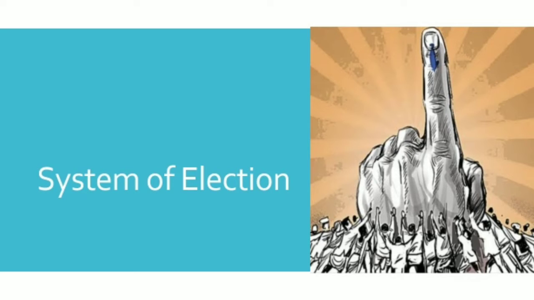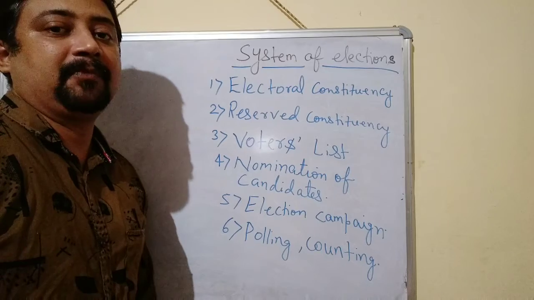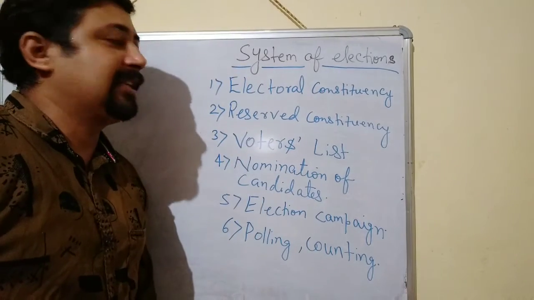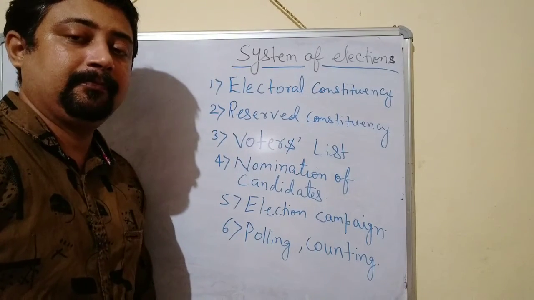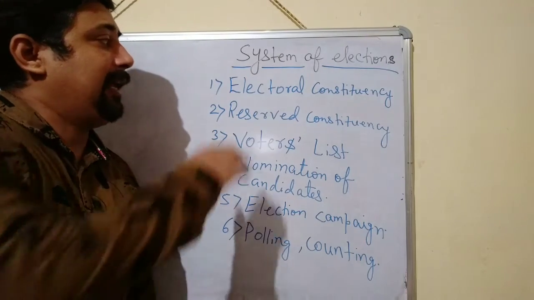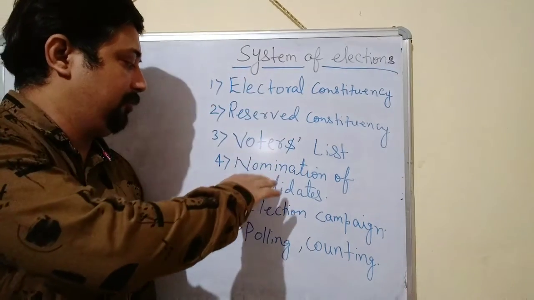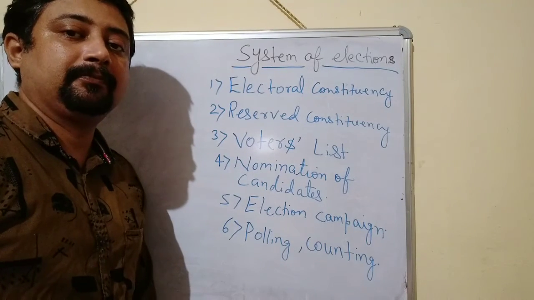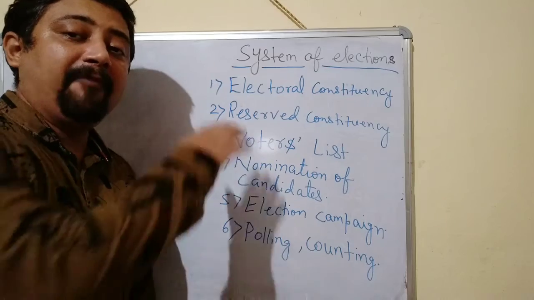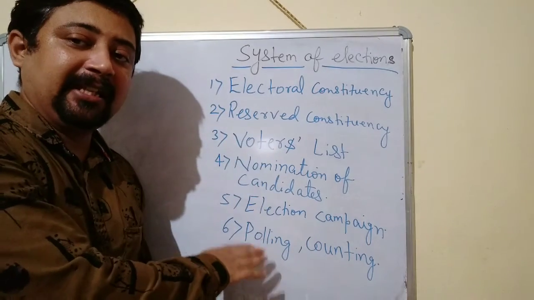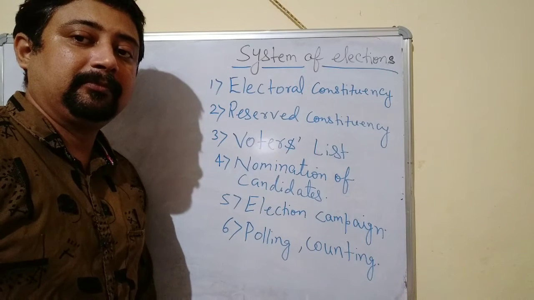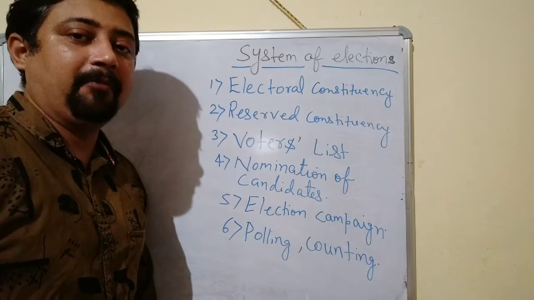Election is a simple word, a simple mechanism. But in this mechanism, various steps are included. So we are going to discuss one by one several steps that are included in the system of elections. Here we can see that total 6 steps are included in the system of election. And after completing the last step, that is the 6th step, we can tell that the election has been completed, or that through the election, the government has been formed.